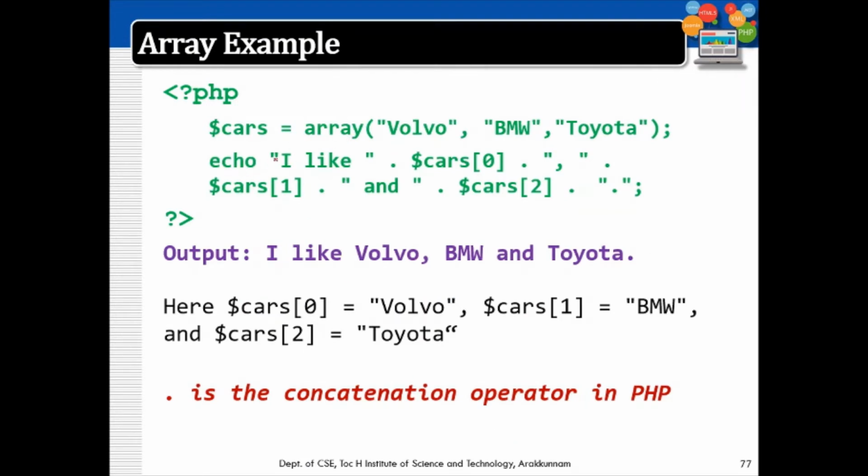This is an example of using arrays. $cars, array of Volvo, BMW, Toyota. Echo, I like, cars of 0, cars of 1, cars of 2. This is a way to access the variables. So the output will be I like Volvo, BMW and Toyota.